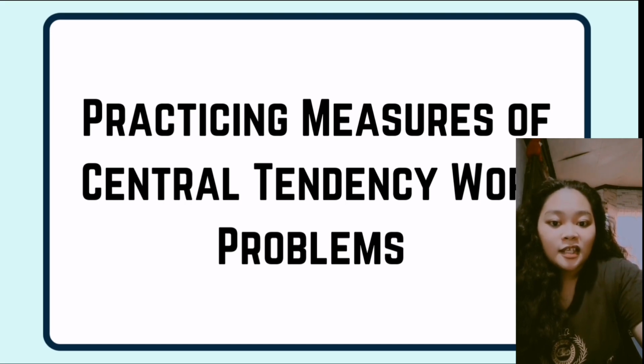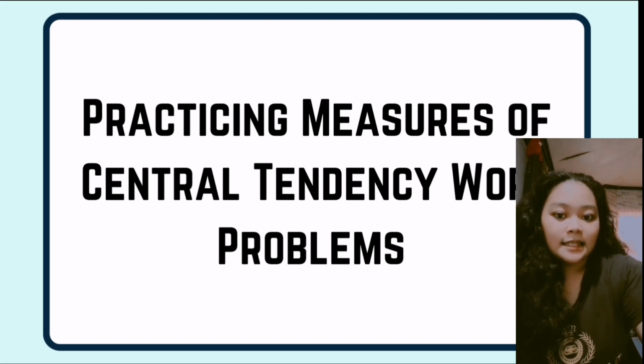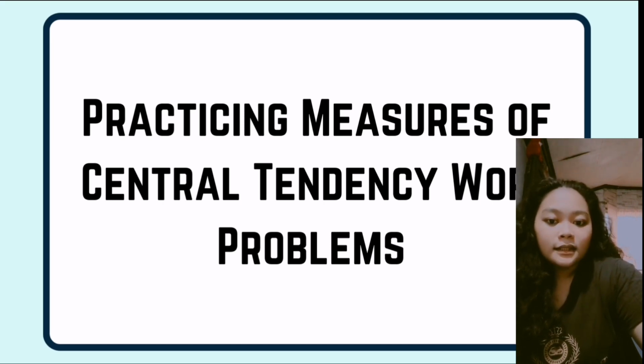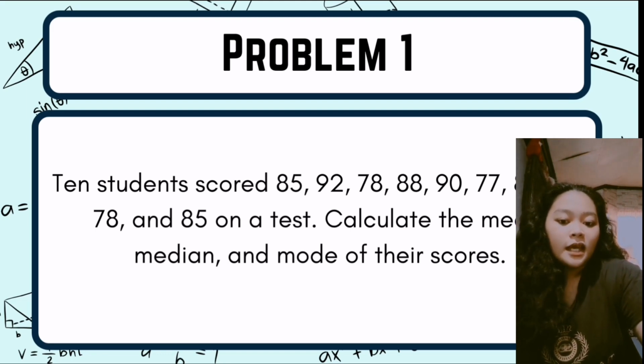Practicing measures of central tendency word problems. So I prepared 5 problems for us to practice the measures of central tendency. Problem number 1: 10 students scored 85, 92, 78, 88, 90, 77, 85, 92, 78, and 85 on a test. Calculate the mean, median, and mode of their scores.